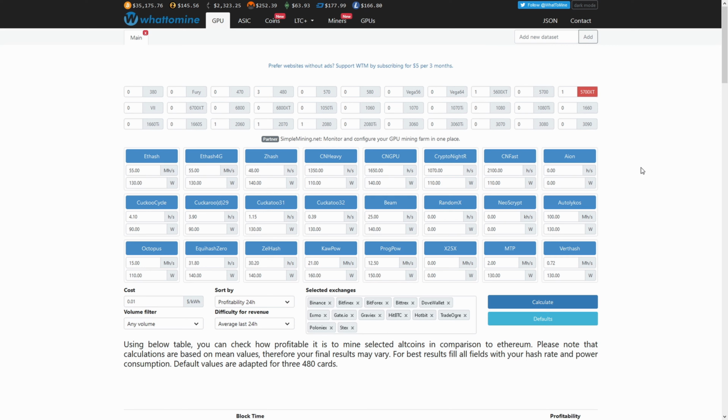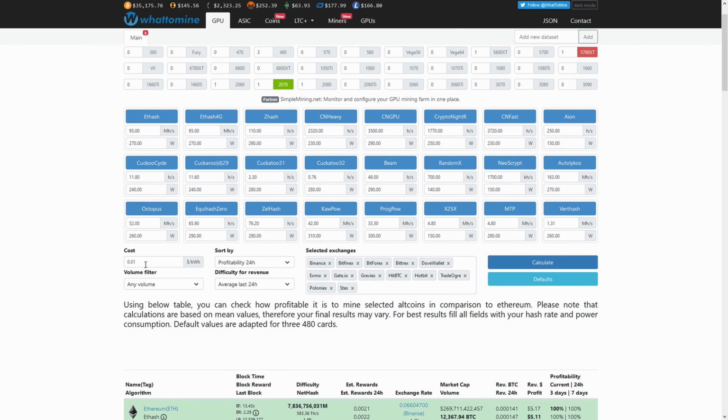But sometimes mining multiple coins, especially with payout periods, can kind of be a pain in the butt. So generally, my approach is simply to enable what I have and see what's most profitable. Put in the cost for power, profitability, you can do over 24 hours, average of last 24 hours, common exchanges, and then you simply calculate.